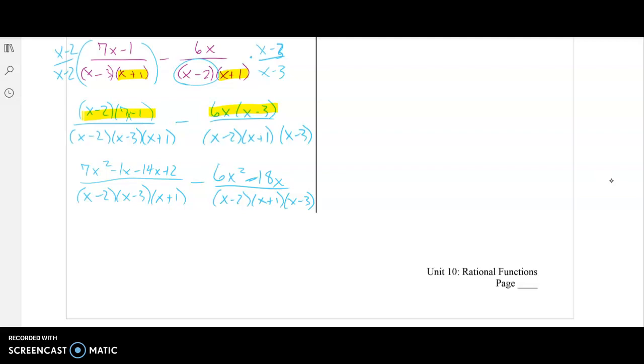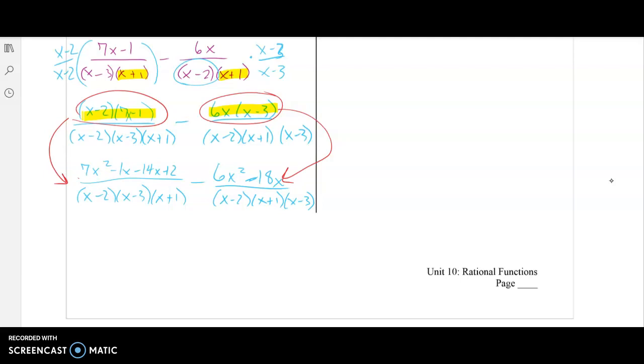So now those two things highlighted in yellow, the numerators, we're going to actually multiply them together to get the next step. And that's how we move from here to here, is we multiplied these two together. You can use box method, FOIL method to multiply them together. And then we distributed here to get this. Now we're going to actually subtract the numerators.